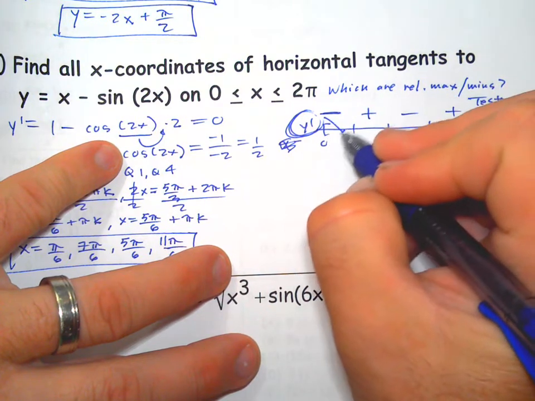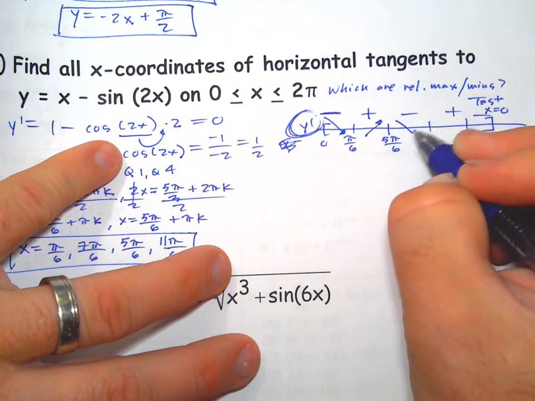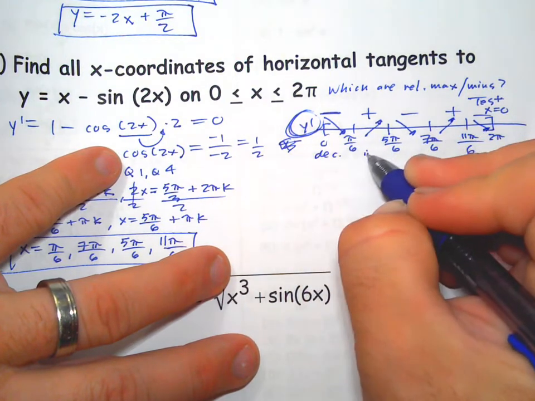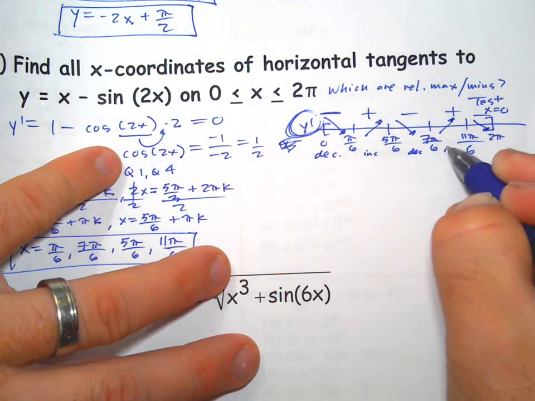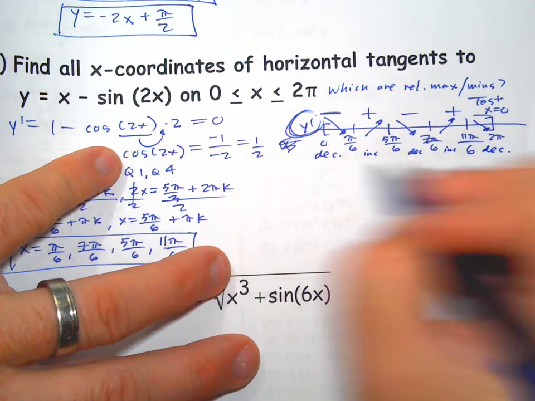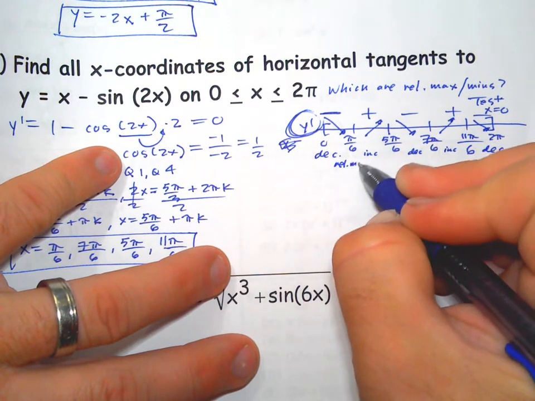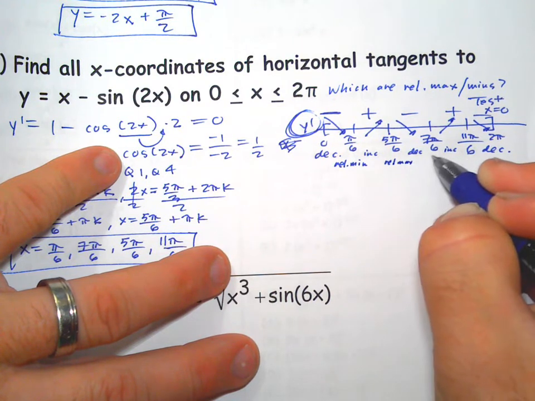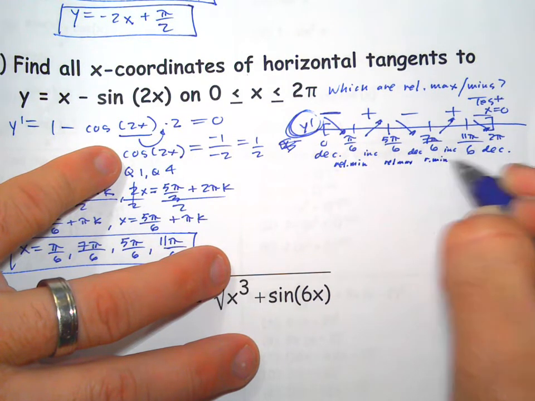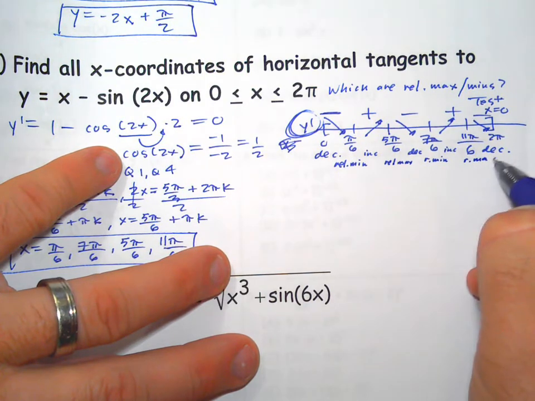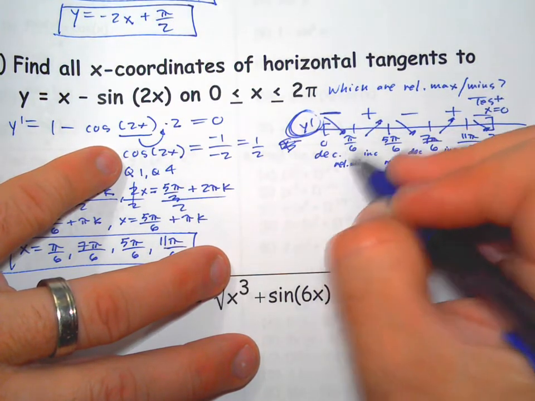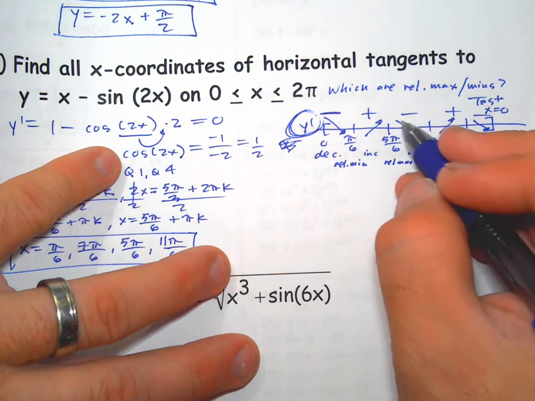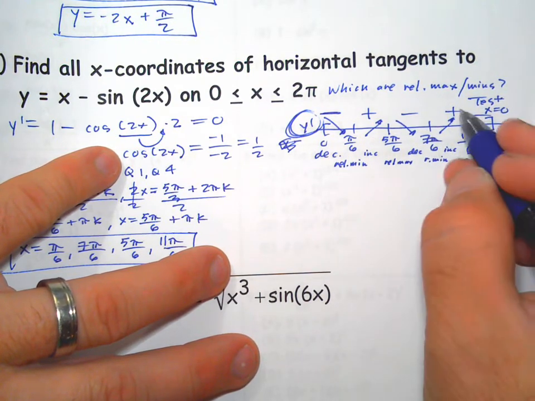Now I like to draw these little slopes. Down, up, down, up, down. I even like to write decreasing, increasing, decreasing, increasing, decreasing. This is a relative min. This is a relative max. This is a relative min. This is a relative max. So you can tell it's going down and up. That's the bottom. That's got to be a min. It's going up and down. You had to be at the top of something. Look, you can see it. Down and up, bottom, up and down, top.